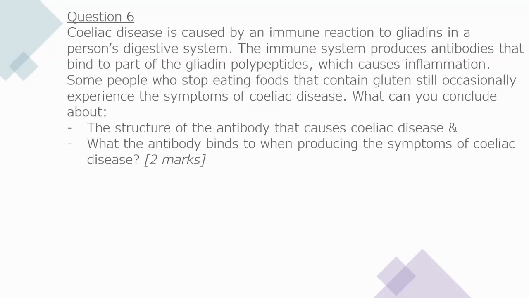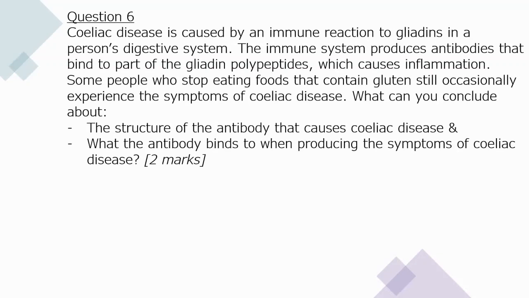Question 6. So I'm not going to read through this whole question because it is a long one and this video is already very long, but basically we need to discuss celiac disease and why some people that stop eating foods that contain gluten still occasionally experience the symptoms of celiac disease. So if you want to pause the video and have a read through this question yourself, please feel free. So the questions are, what can we conclude about the structure of the antibody that causes celiac disease and what the antibody binds to when producing the symptoms of celiac disease?